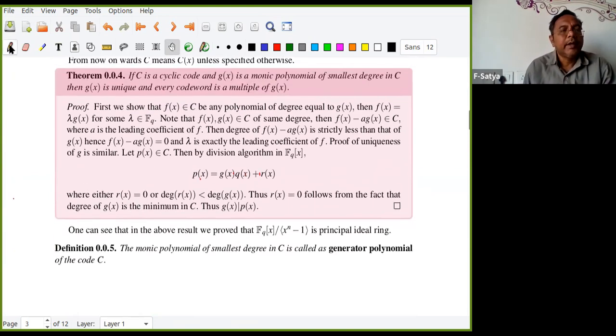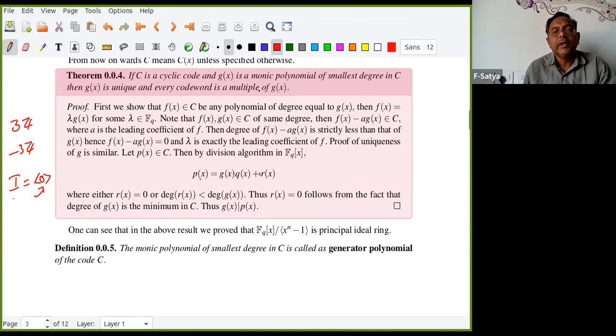Try to understand again. I'm saying the same thing: 3z is the same as minus 3z. So an ideal can be generated by more than one element. That's why generator polynomials are not unique in general. But if you put this restriction, monic polynomial of smallest degree, then it is unique.